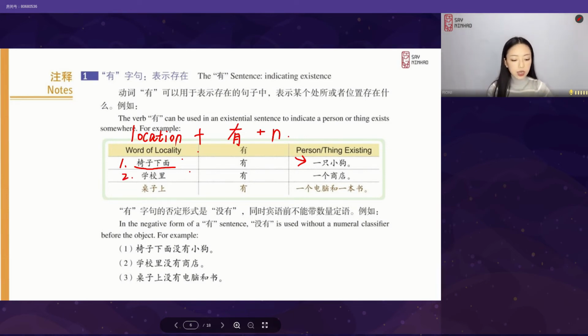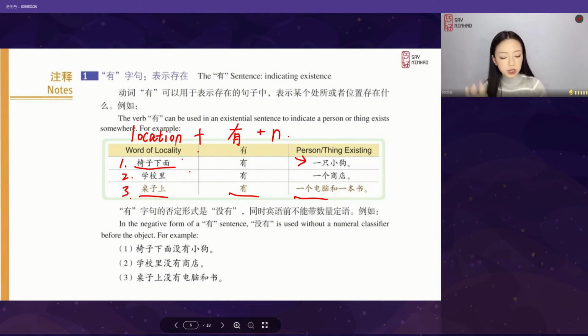学校里有一个商店。学校里 is another word for location. 学校里 means in the school, right? 学校里有一个商店。Next, 桌子上, on the table, the location, 有, have, 一个电脑和一本书, a computer and a book. And this is the positive form of 有.